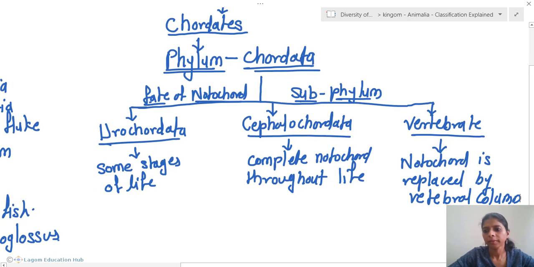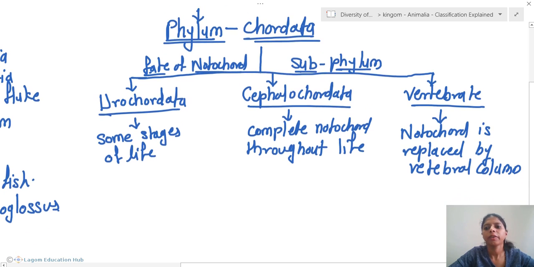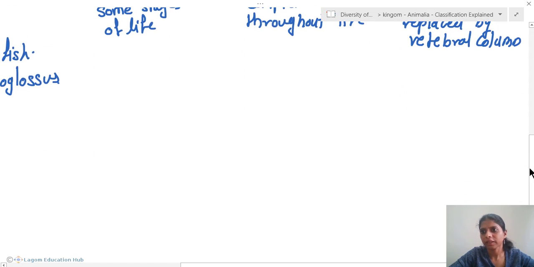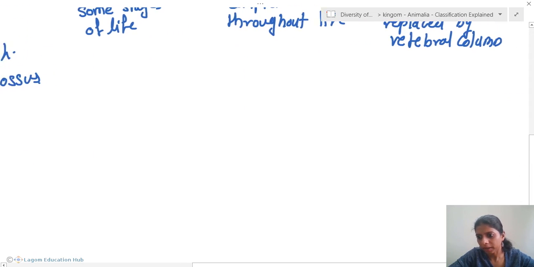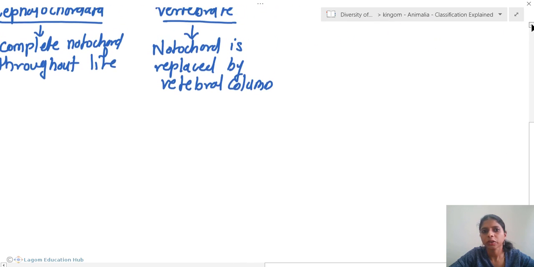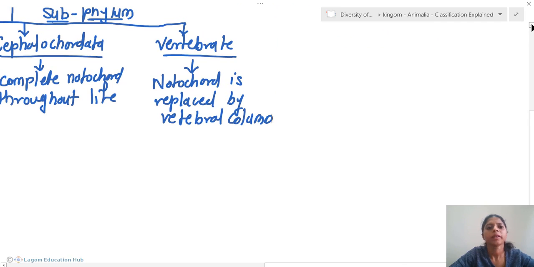Understanding? So the detailed classification of Urochordata and Cephalochordata we are not studying, but as very advanced animals are included in Vertebrata, we are going to study the detailed classification of Vertebrata. So let us make this detailed classification only of Vertebrata. I am making the classification of Vertebrata into further parts.